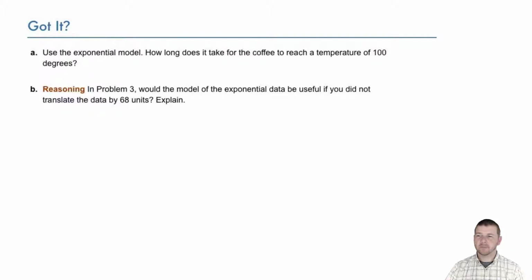Your turn, part A. Use the exponential model. How long does it take for the coffee to reach a temperature of 100 degrees? And part B, a reasoning item. In problem 3, would the model of the exponential data be useful if you did not translate the data by 68 units? Explain.